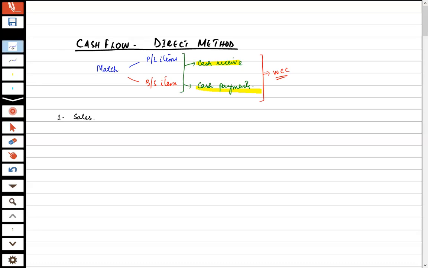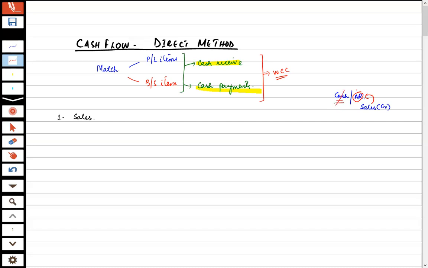This pertains to the very basic entry that we learned in the double entry system in the journal entries. Whenever sales are made, they are always credited. If they are on cash, then cash is debited. Otherwise, if they are on credit, then accounts receivable is debited. So from here we get a clue that the P&L item of sales can be matched with accounts receivable. Since the transaction is in cash, and we are making the cash flow statement, the cash will not be matched.